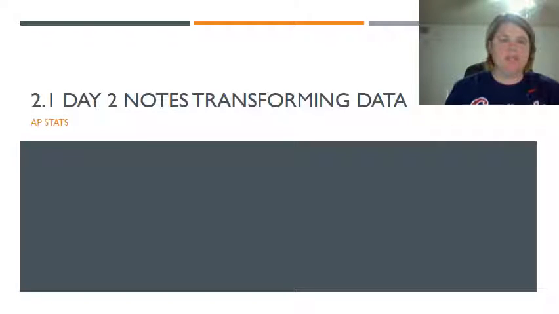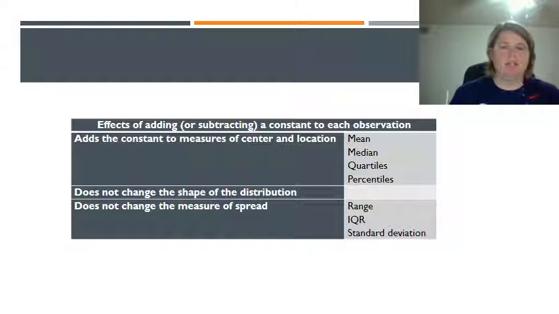All right, today we're going to look at 2.1, day 2, and this is going to be about transforming data. Let's look at the effects of adding or subtracting a constant to each observation. When you add a number to each observation, this is also going to add the same constant to the measures of center and location, such as the mean, the median, the quartiles, and percentiles are a few examples. This does not change the shape of the distribution.